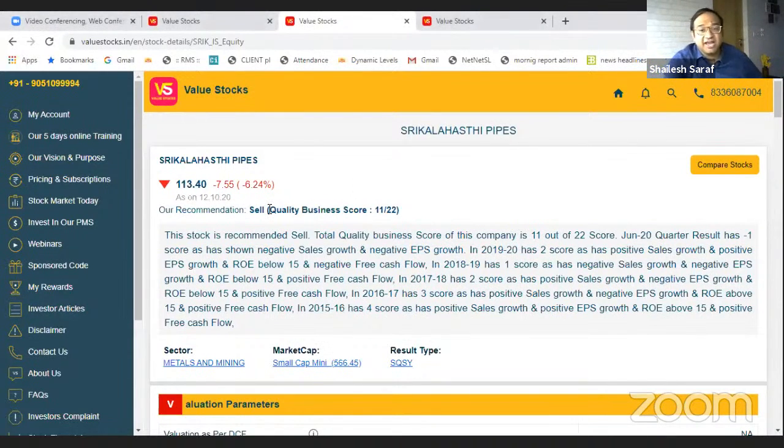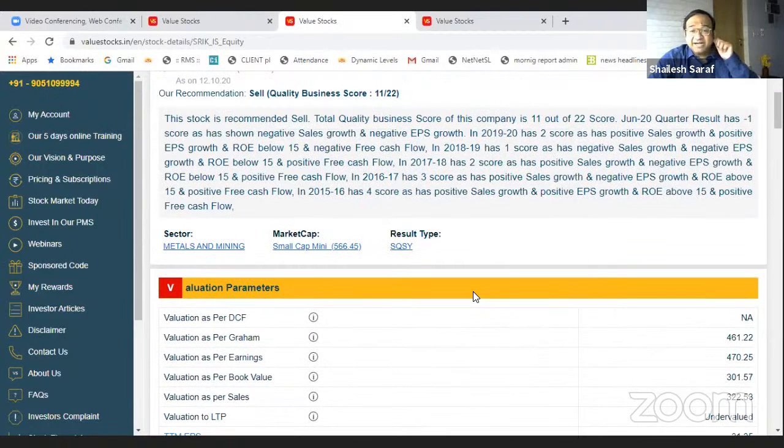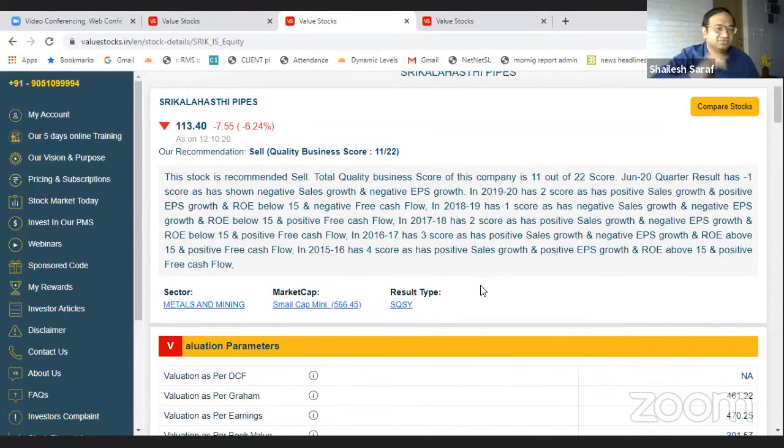Now, Shri Kalahasti Pipe, Chirag, not a good company, 11 out of 22. I have rated this as sell. Right? Again, it's a small cap mini company. अगर आप देखेंगे, बहुत छोटा company है. Okay? And even the sector is in a very bad situation, metals. तो अगर आप sector में भी जाएंगे मेरे app में, तो you will understand that it's not a good company. So definitely not a good company, I would say, Chirag. Okay, let's go to next.